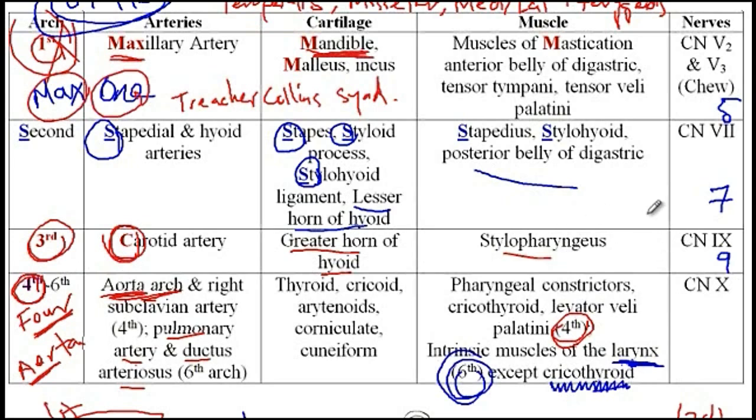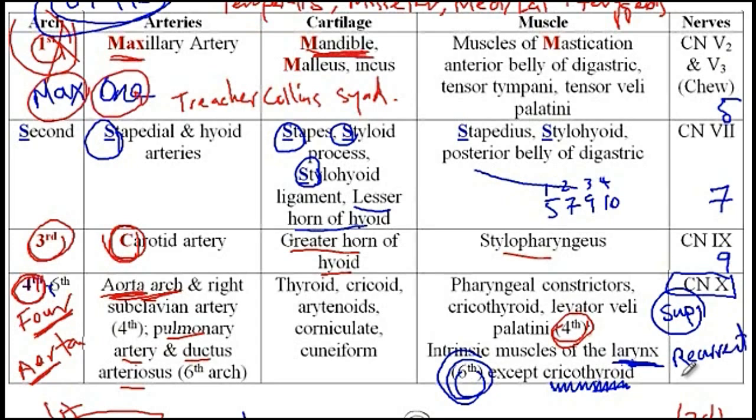Now, I told you that you should memorize the numbers 5, 7, 9, 10 for all the cranial nerves that are derived from the first, second, third, and fourth branchial arches. What I would like you to know for the 10th one is that the fourth branchial arch gives rise to the superior branch of the 10th cranial nerve, so the superior laryngeal nerve, versus the sixth one, which gives rise to the recurrent laryngeal nerve. And if you recall, the recurrent laryngeal nerve is the one that is innervating the muscles of the larynx.